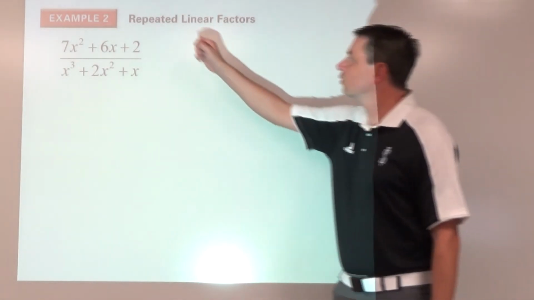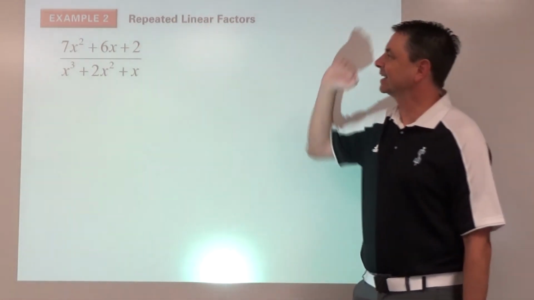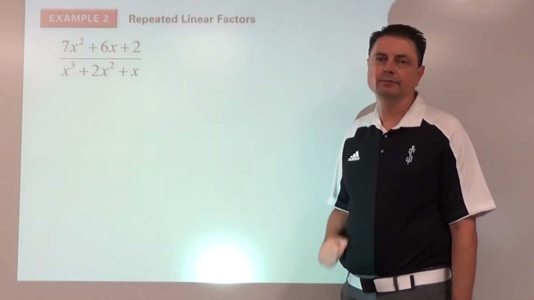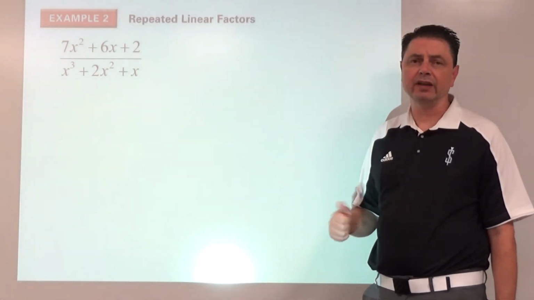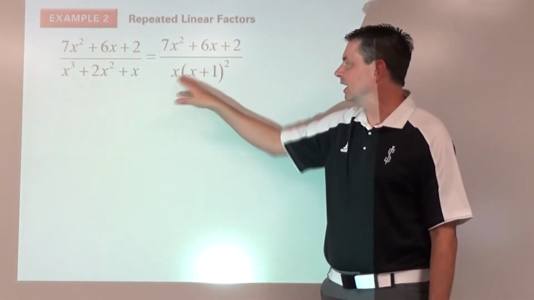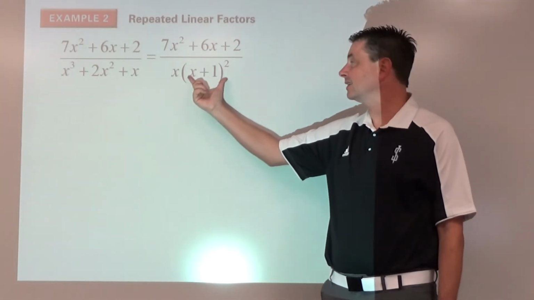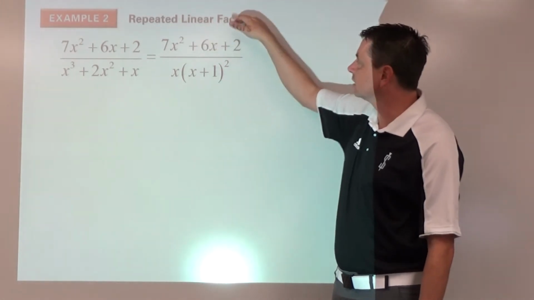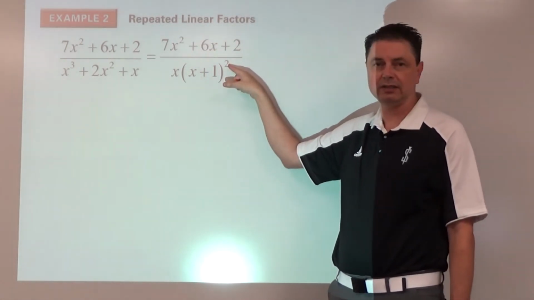Example number 2, repeated linear factors. Here's our other situation. Again, step 1, factor the denominator. So it's going to start with a GCF, and then I think we can factor the trinomial from there. And it turns out it's going to be x plus 1, and another x plus 1. We are best off to write that as x plus 1 squared. So we're talking about repeated linear factors. The x plus 1 as a factor is repeated.